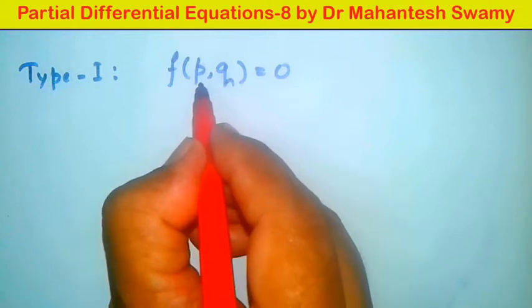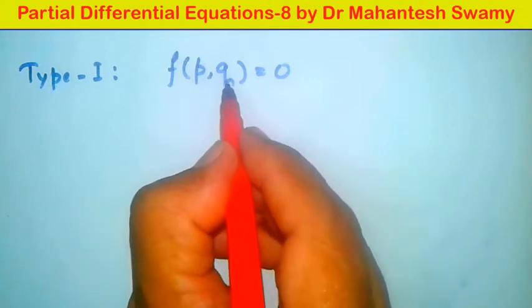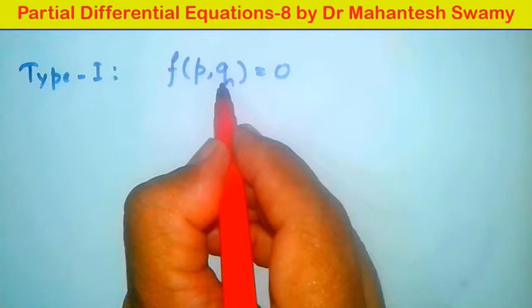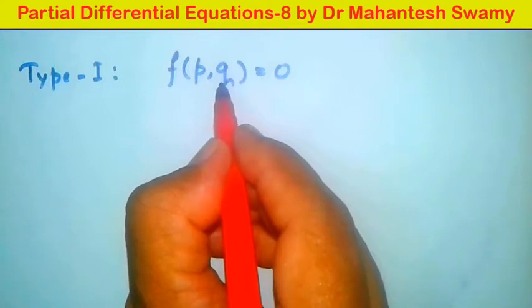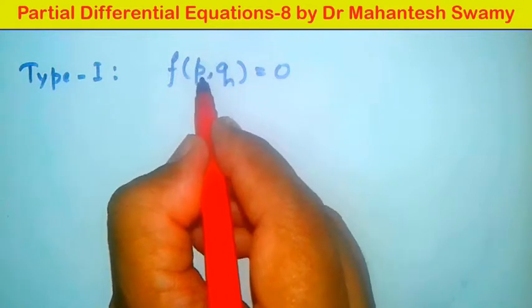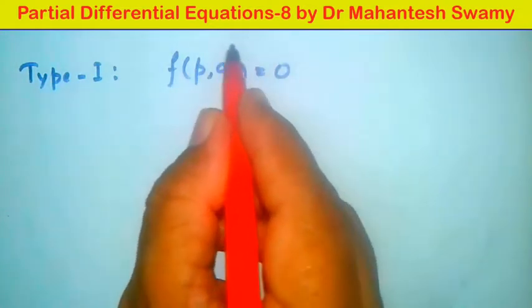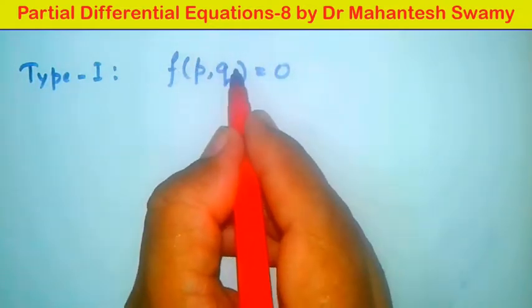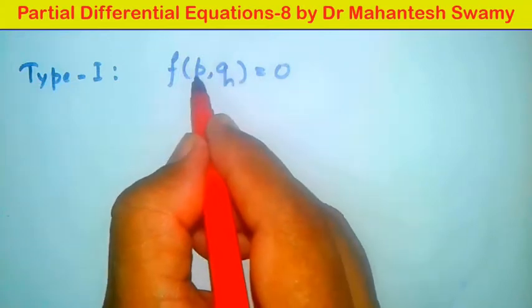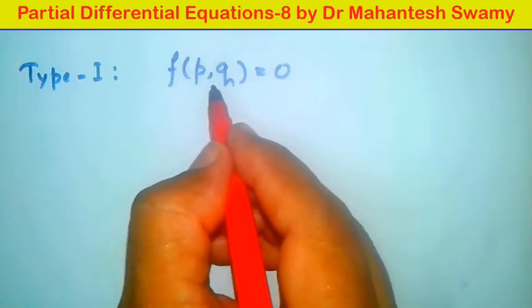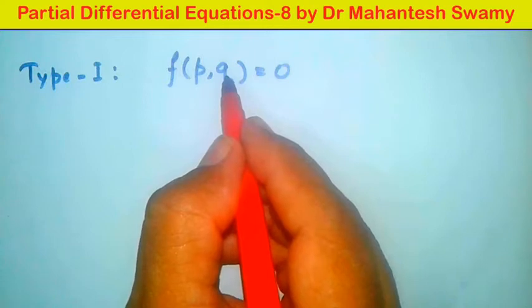Definitely there will be higher degree terms in p and higher degree terms in q, or p and q terms multiplied together. Such types of terms will be there. Anyway, it should be noted that in this category of differential equations only p and q will be visible in the PDE. No x term, no y term, no z term will be available in the given PDE.